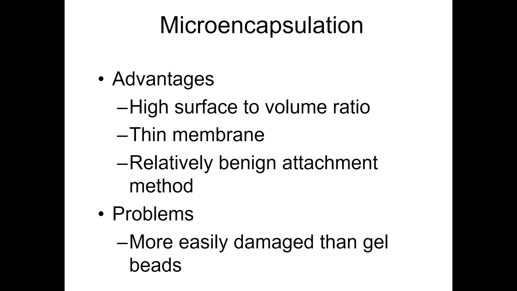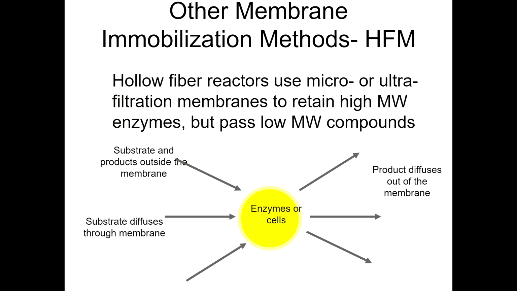What are the advantages of micro encapsulation? Okay, high surface area to volume ratio, okay. Thin membrane, relatively mild attachment method. But what is the disadvantage of this micro encapsulation? It is more easily damaged than the gel beads, okay. This is the main disadvantage of micro encapsulation. That's why it can damage our immobilization membrane, okay.